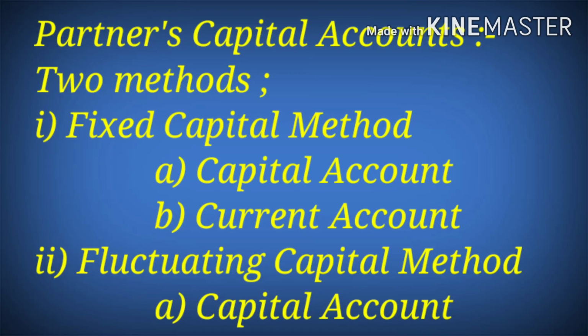In this video, we discussed partners' capital accounts and methods of preparing partners' capital accounts. There are two methods for preparing partners' capital account. First one is fixed capital method. Under fixed capital method, we have to prepare two accounts. First one is capital account and second one is the current account. And the second method is fluctuating capital method. We have to prepare only one account, that is capital account.